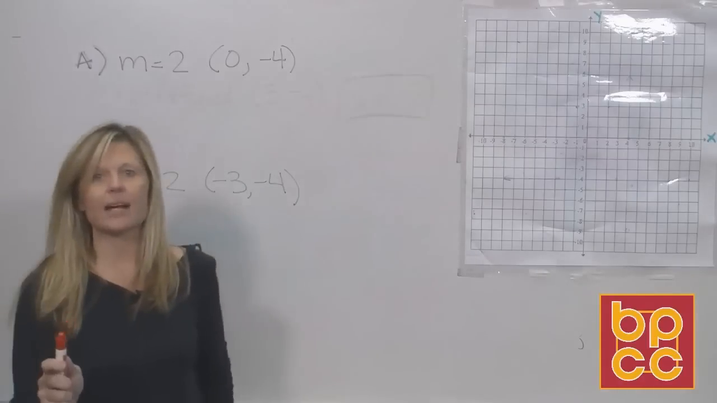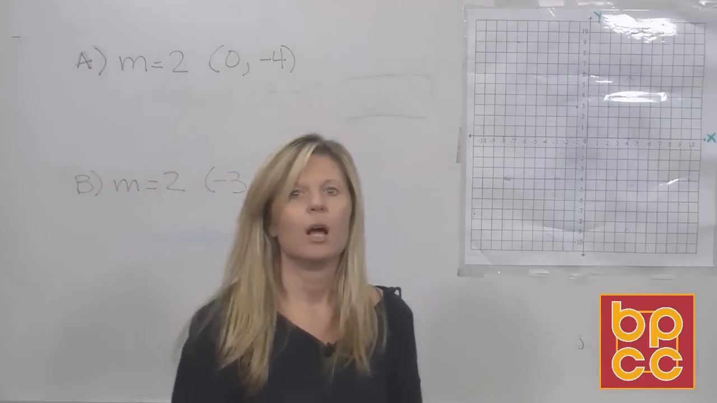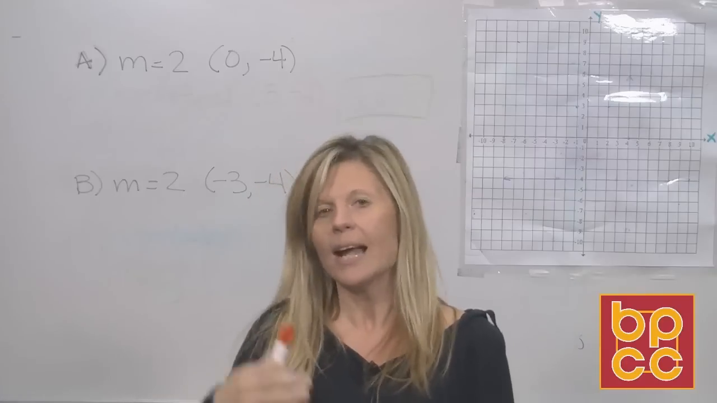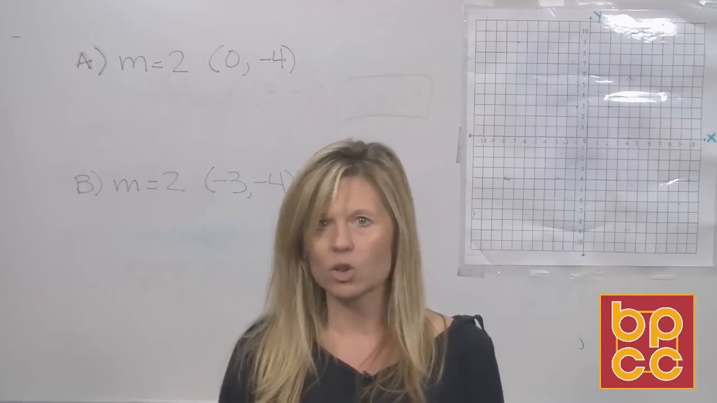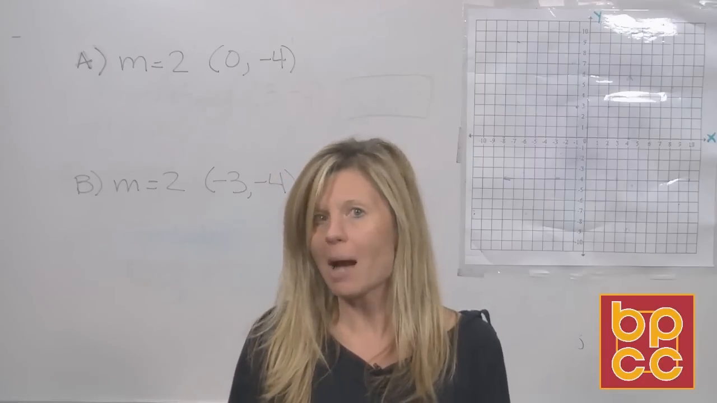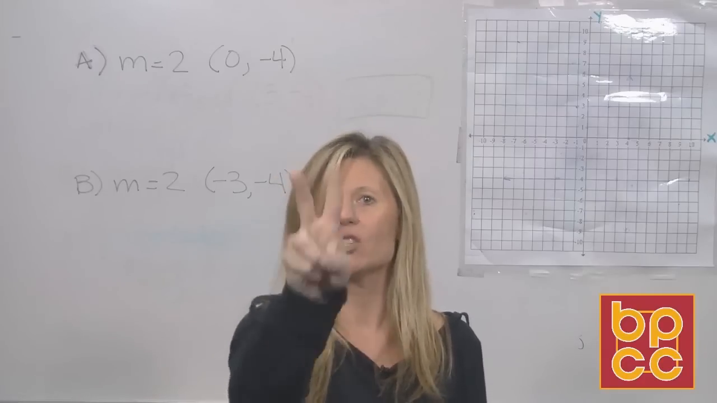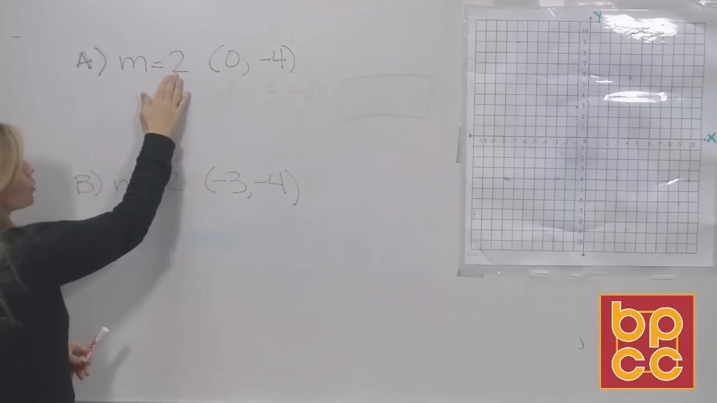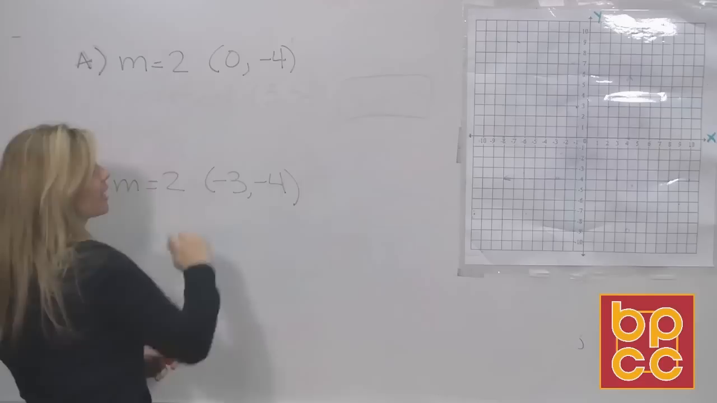The directions say, write an equation of a line. I want the final answer to look like an equation. It's got to have an equal sign. It's got to have variables, x, y, or both. It's got to have some numbers, okay? I'm going to give you how many clues? 2. Always 2. So here we go, detectives. Here are your 2 clues. M equals 2, and the point (0, negative 4).